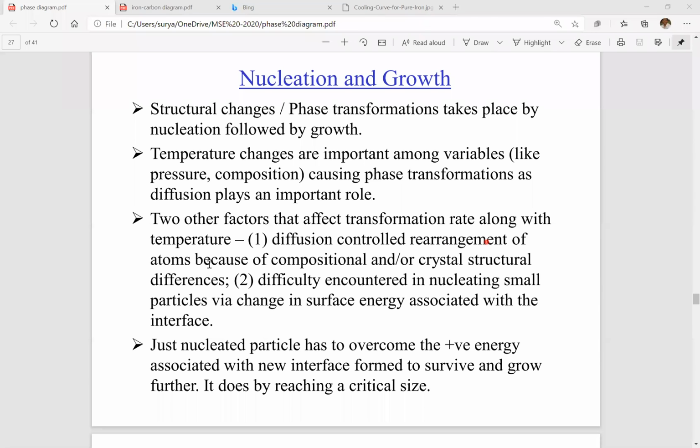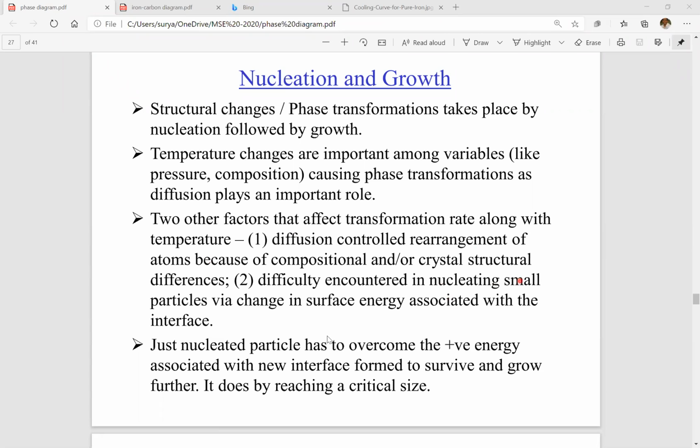So that means there is a rearrangement of atoms. Sometimes the crystal structures will be rearranged. The structures of the materials will be rearranged due to diffusion, and that may be due to crystal structural differences or the diffusion-controlled rearrangement.